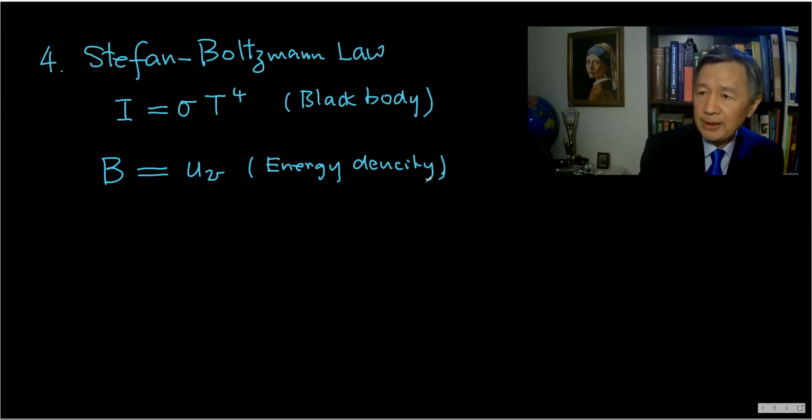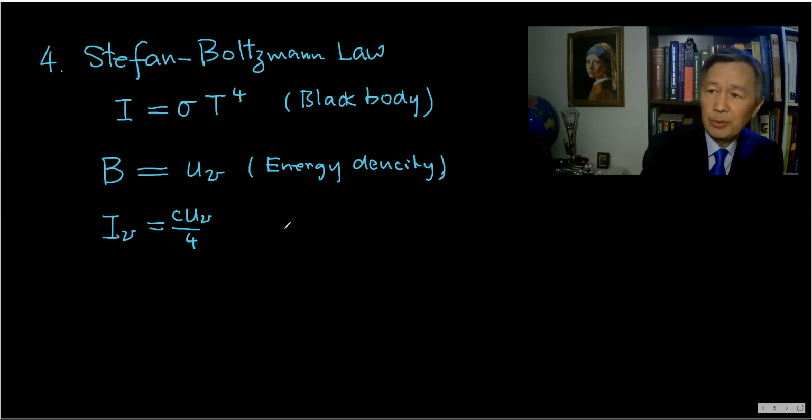There is a simple relation between the energy density and the intensity of radiation. Intensity is the power divided by the area. We can use I nu here to represent the intensity at a particular frequency, which is equal to the Planck function, or we can use U nu multiplied by the speed of light and divided by 4. That would be the spectral intensity.